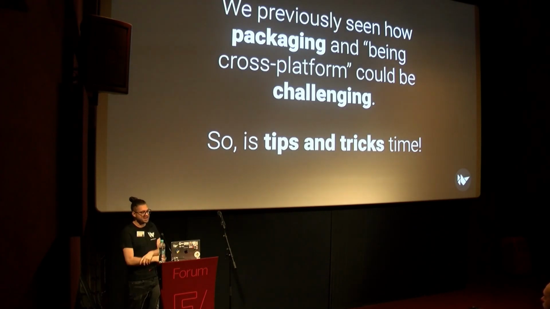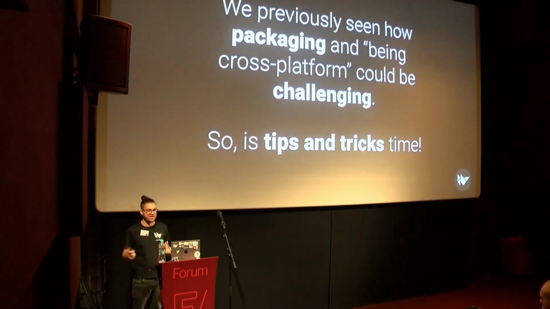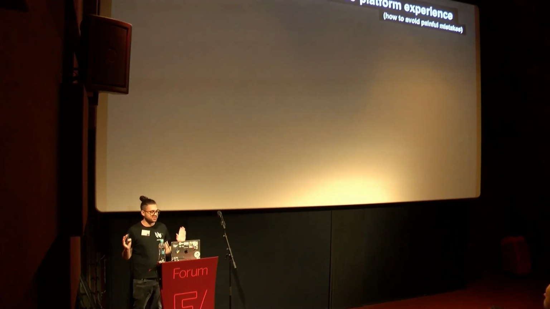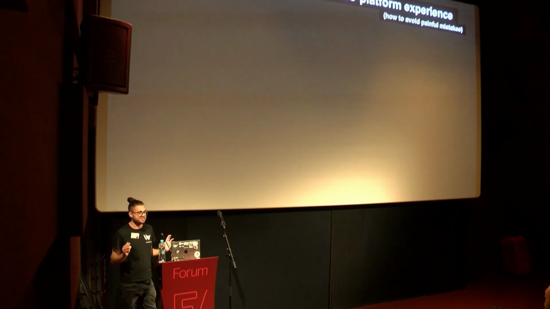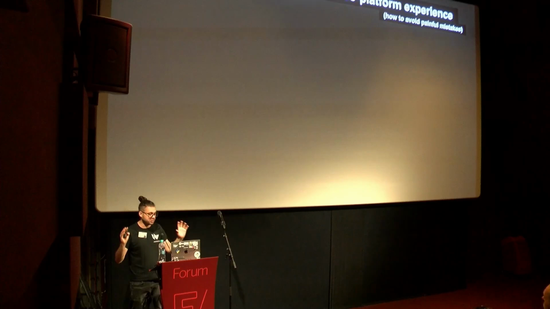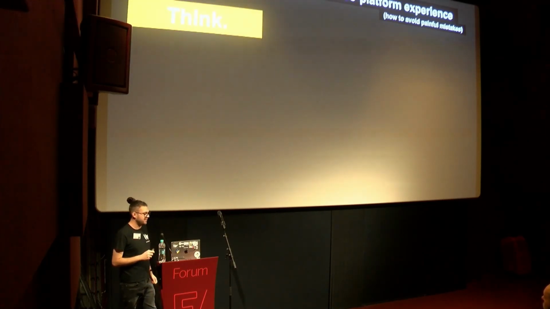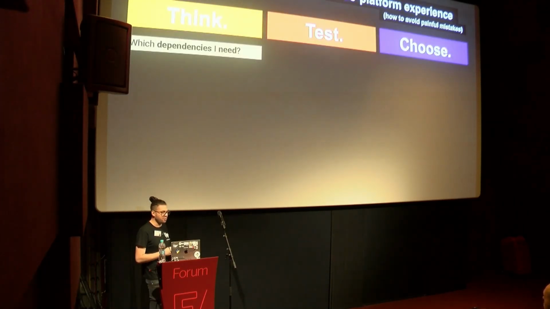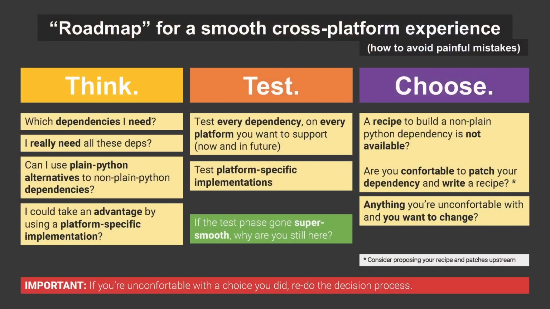So we previously saw how packaging and being cross-platform could be challenging. So it's tips and tricks time. Please follow this roadmap for a smooth cross-platform experience. And I'm not talking just about Kivy applications, but all the cross-platform things. Think, test, and choose. Think why, which dependencies I need. And do I really need all these dependencies, or can I remove some of them by just writing 5 lines of code instead of 1? And can I use plain Python alternatives to non-plain Python dependencies?